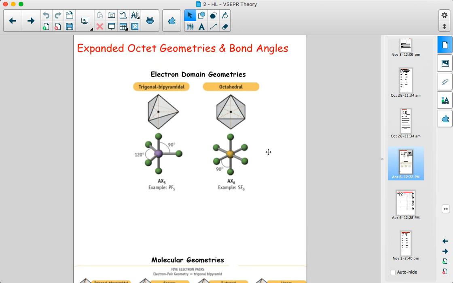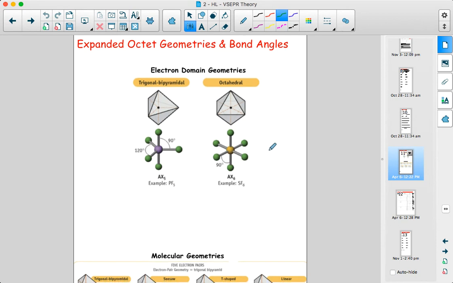So in addition to the geometries and bond angles that you need to know for groups with 2, 3, and 4 electron domains, in the HL class, since we've learned that things can expand beyond the octet, we also have to know about electron domain geometries, molecular geometries, and bond angles for groups that have both 5 and 6 electron domains. The concepts remain the same as before, but you just have more shapes to know about and more bond angles to be able to figure out. So there are 2 more electron domain geometries to know.